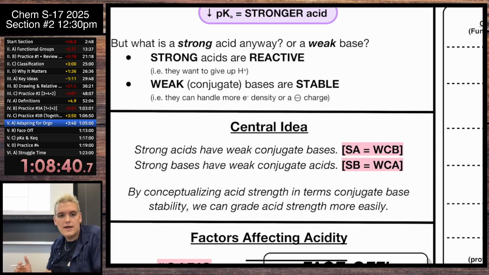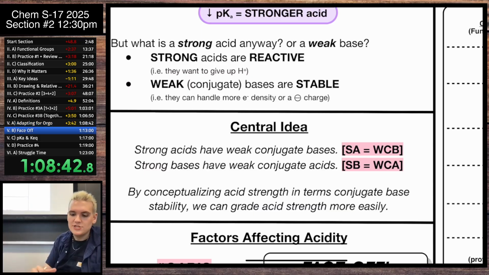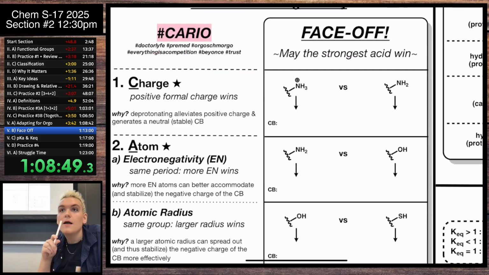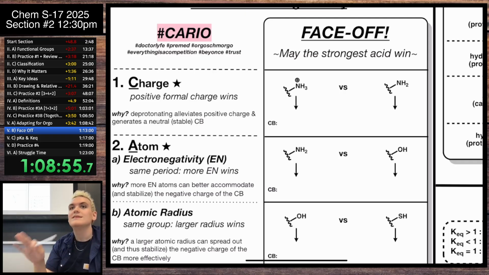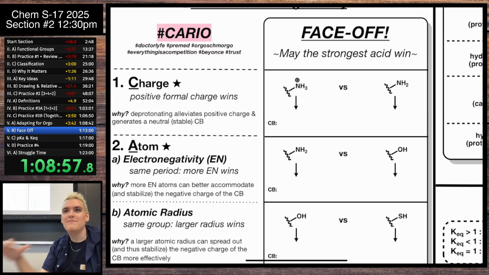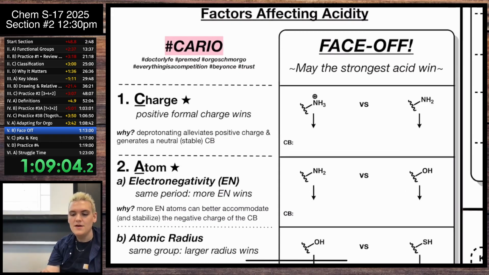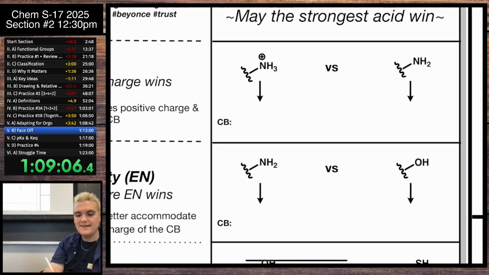So let's do our YouTuber boxing match face-off of all of these different atoms and find the winner. Weak is stable. Yeah, weak conjugate base is stable conjugate base, which means that we have a stronger conjugate acid. Yes, exactly. So we're going to start off by drawing the conjugate base, both of these.